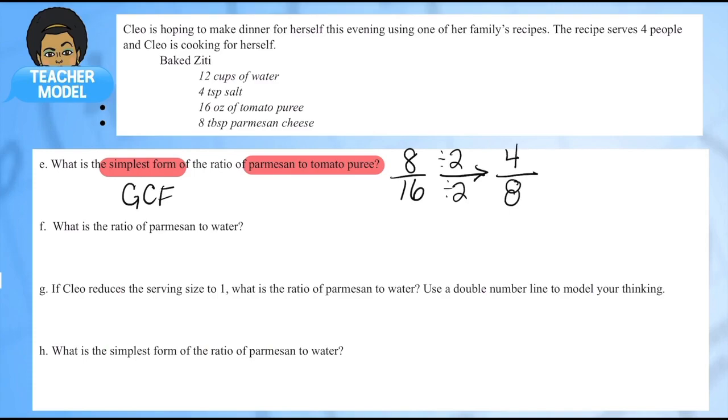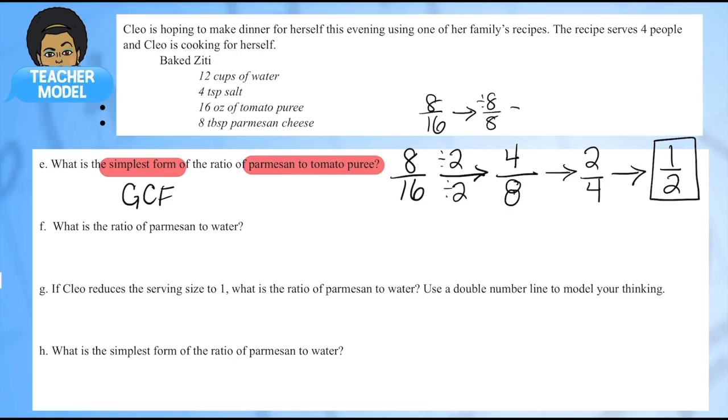So you will get 4 over 8. They're both even. So again, divide by 2. And you will get 2 over 4. They're both even. So you can keep dividing by 2 until I get to our simplest form. Some of you could have just said, Miss, the greatest common factor is 8. You can just divide by 8 over 8. And you also would have been right. You still would have gotten to 1 over 2. The better you know your math facts, the faster some of our math work will be.